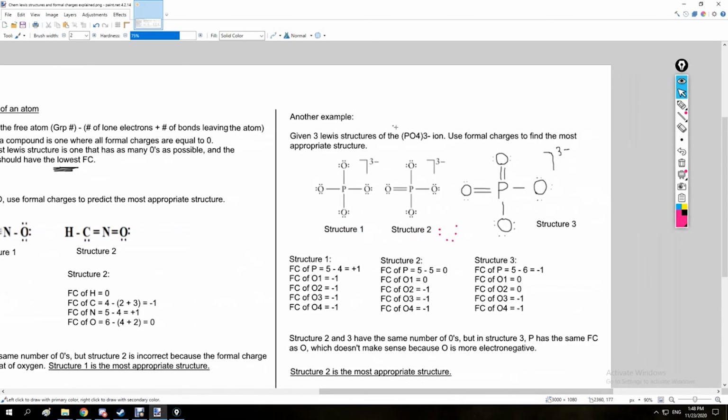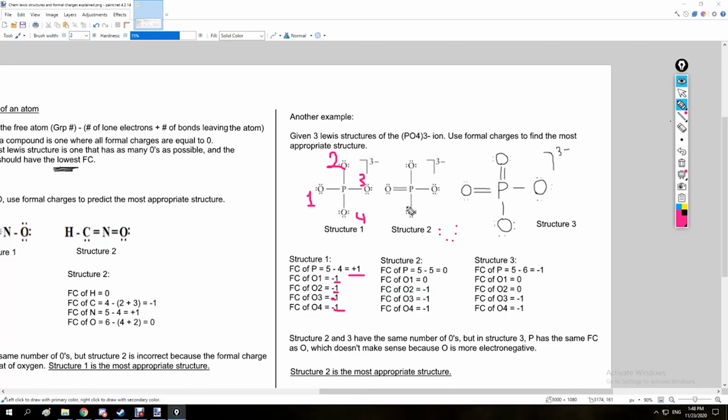Another example, you have the phosphate PO4 minus ion. Use formal charges to find the most appropriate structure. So we'll look at this one first. Just for convenience, we're going to call these O's O1, O2, O3, and O4. So the formal charge of P here is going to be 5, which is the group number, minus 4, so plus 1. And the rest of the O's are going to be 6, minus 7, so minus 1, minus 1, minus 1, minus 1.